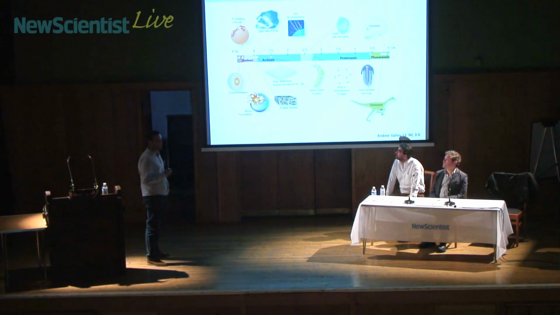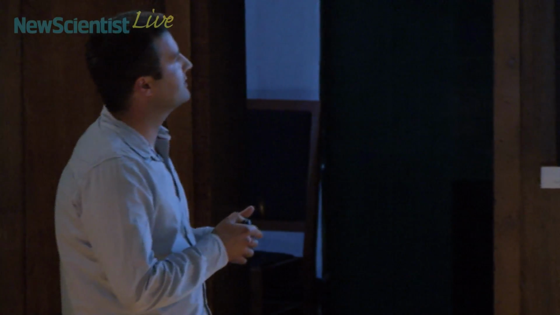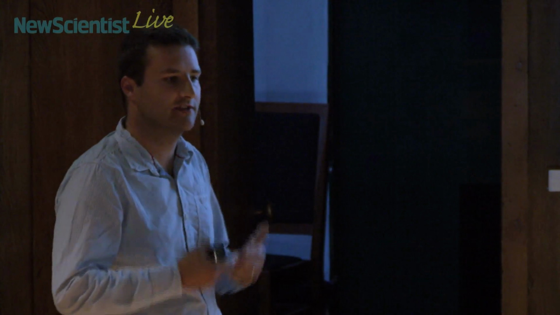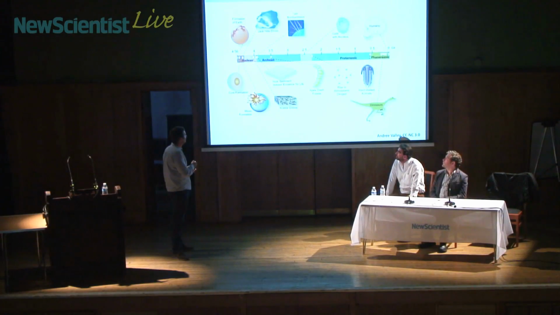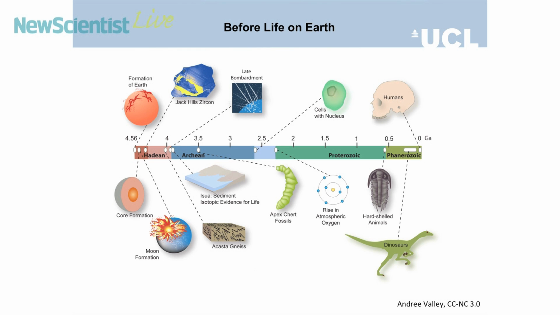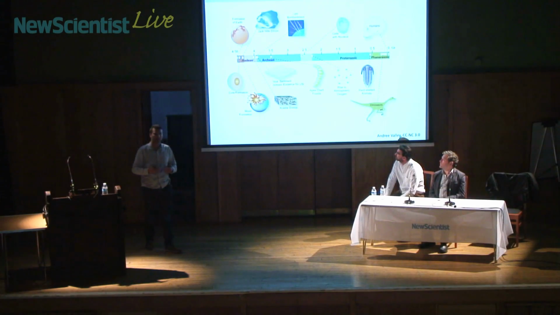We know the Earth formed about 4.5 billion years ago, and we know it took a little while for the Earth's surface to cool enough to allow organic molecules to form. What we want to address is what happened in this gap here, after the Earth cooled, before life appeared on Earth. How did that transition occur?